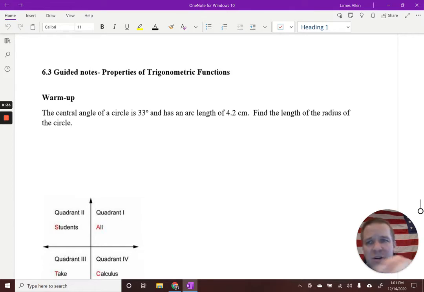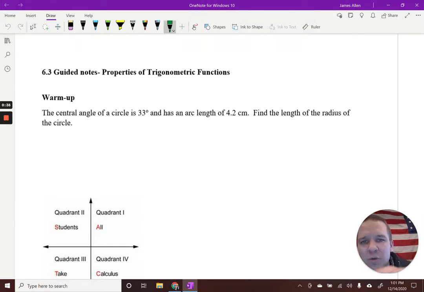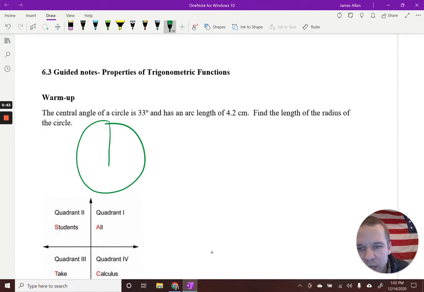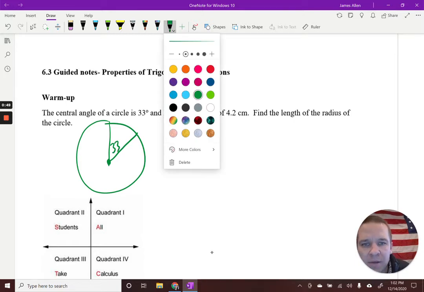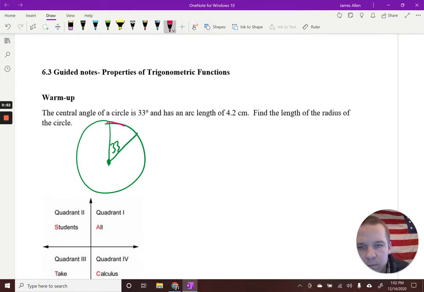I'm going to draw a picture just because I like getting a visual rather than just always straight up math. So if I have a circle here, and what we're talking about is I have a central angle of 33 degrees, and my arc length, which would be this, is 4.2 centimeters. And what I want to know is what's my radius r.